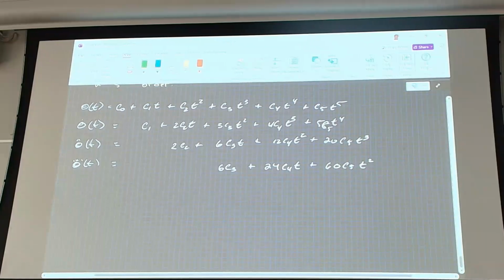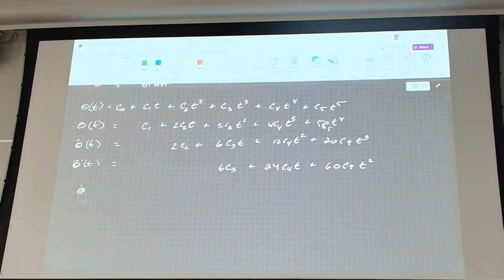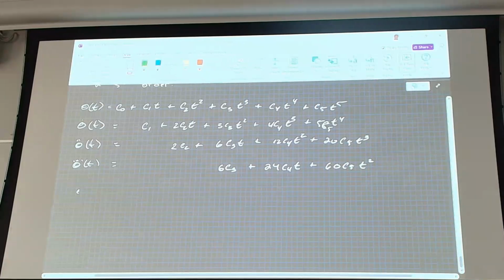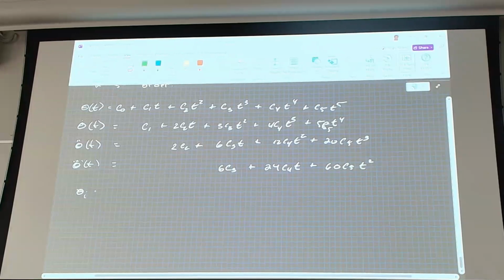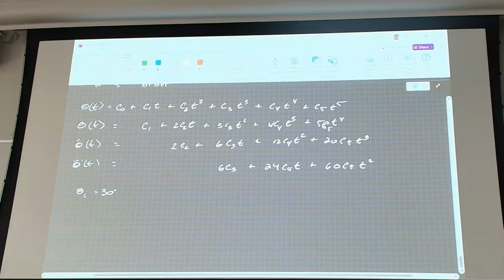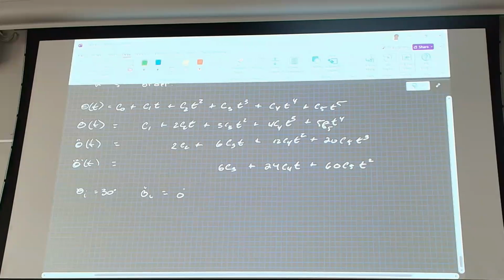So obviously we need some initial conditions. And so theta, using the same one that we had before. Theta initial is going to be 30 degrees. Theta dot initial, I'm going to drop the t's if I can do that for you guys, is going to be 0 degrees per second. Our acceleration, we're going to limit to be 5 degrees.